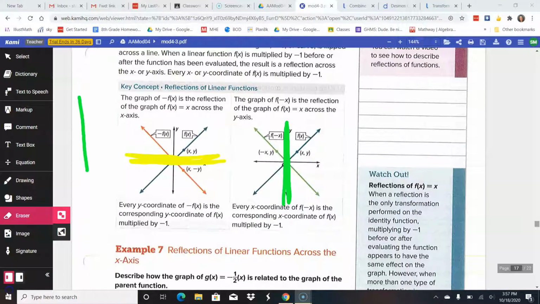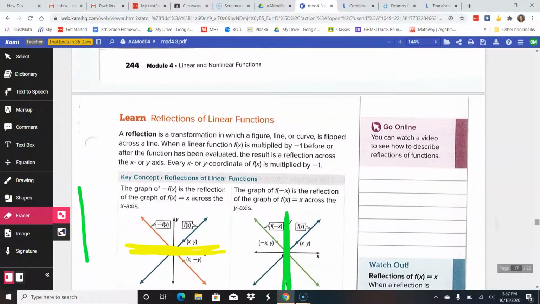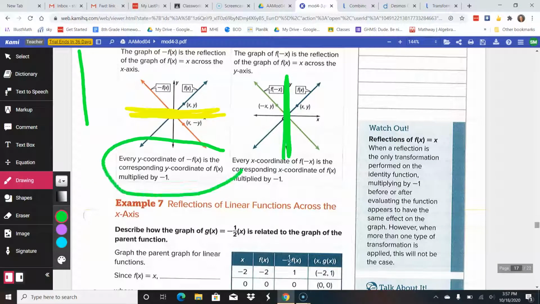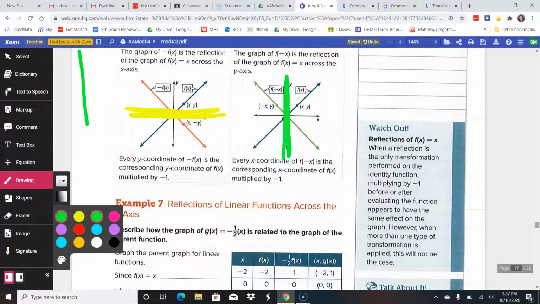Hang on a second. One more thing to keep in mind with your reflections of linear functions. This is really important here. Every y-coordinate of the opposite of f of x is the corresponding y-coordinate of f of x multiplied by -1, if that makes sense. So if I'm just taking the opposite of it, I just multiply that coordinate by -1. And the same thing goes for over here. For every x-coordinate of f of -x, it's obviously the opposite of regular. That makes sense, because if this is f of x and I multiply by the negative 1, of course it's going to be the opposite. So keep that in mind.